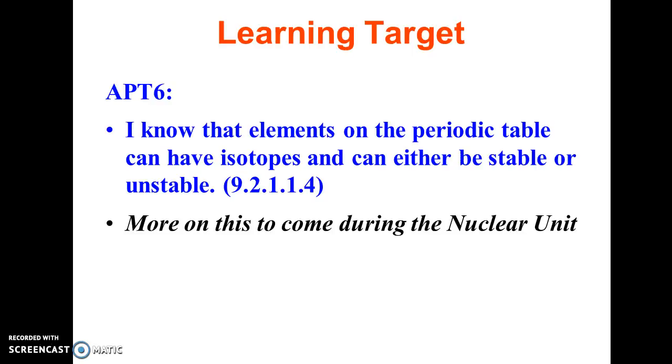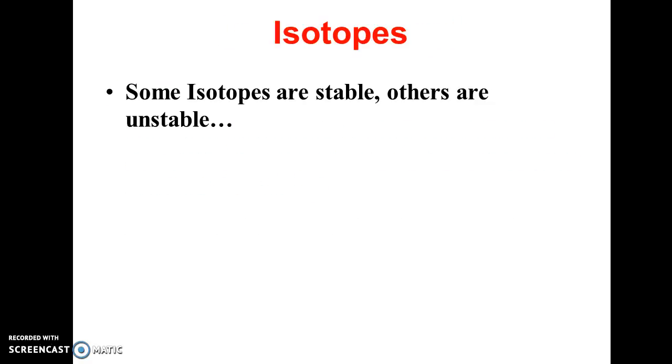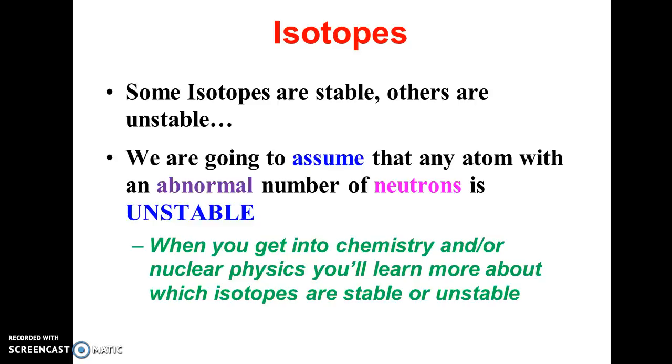Learning target number 6 is to know that elements on a periodic table can have isotopes that are either stable or unstable. We'll talk more about this in our nuclear unit. So some isotopes are stable, other isotopes are unstable. To make things easy on us, we are going to assume that any atom with an abnormal number of neutrons is unstable. Now that's not always true.